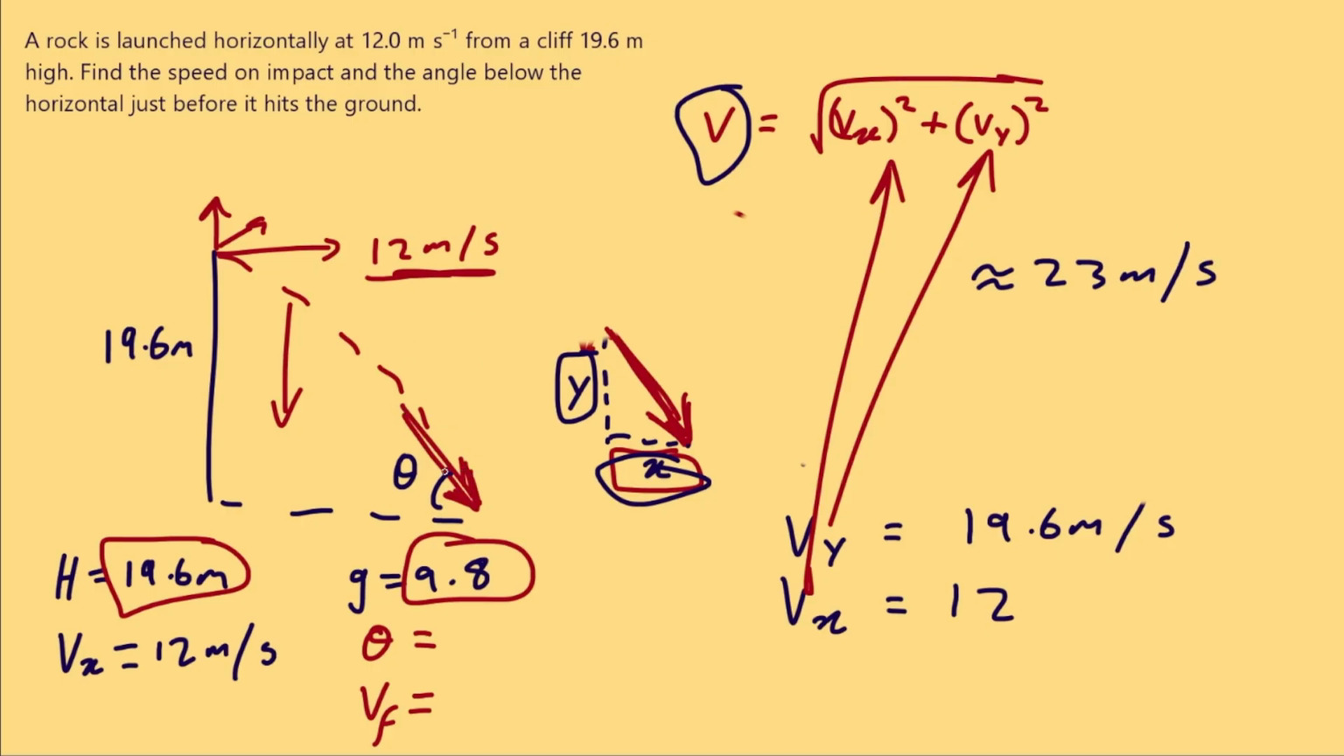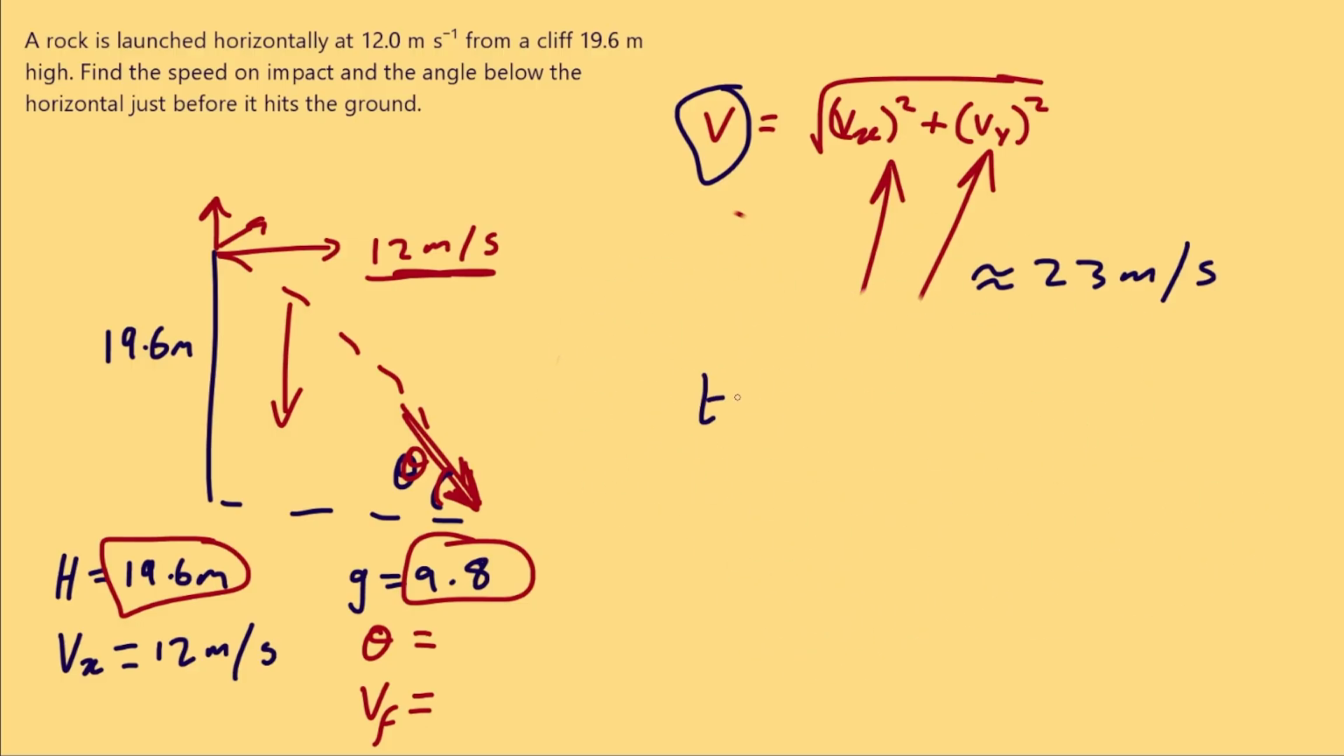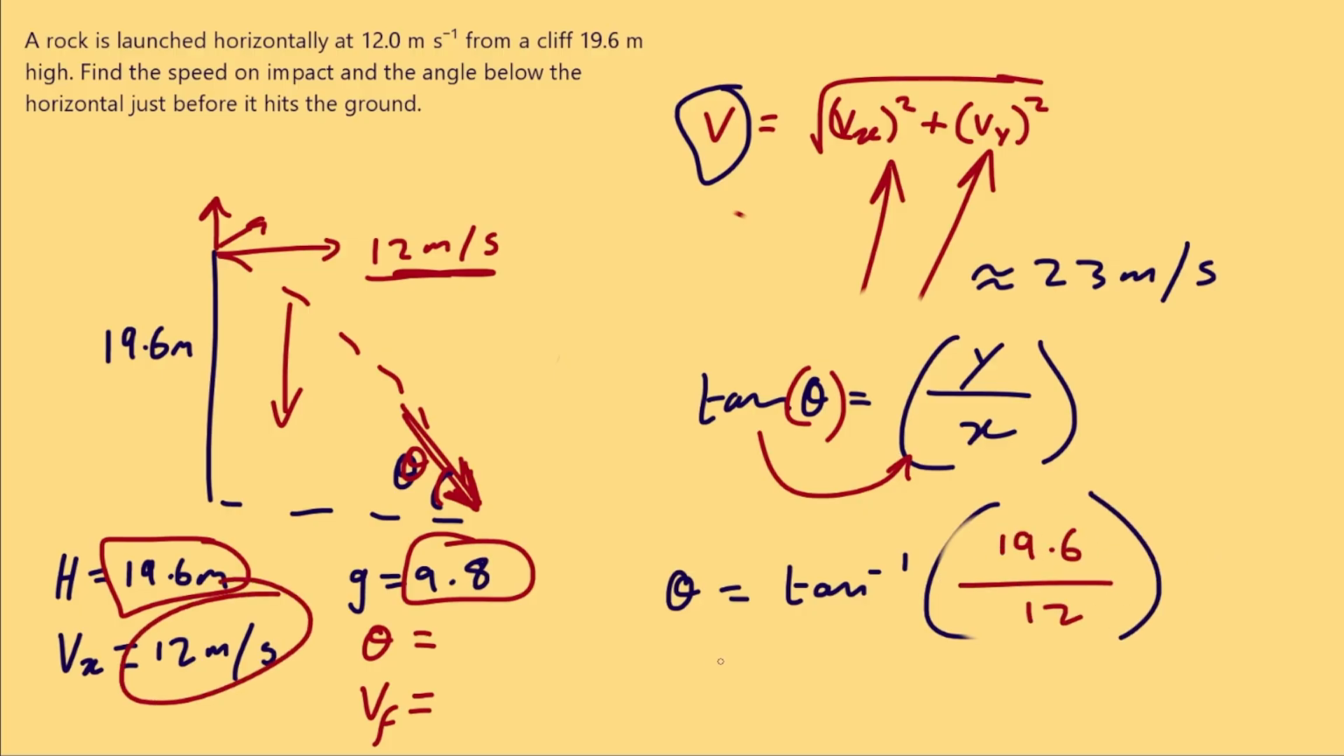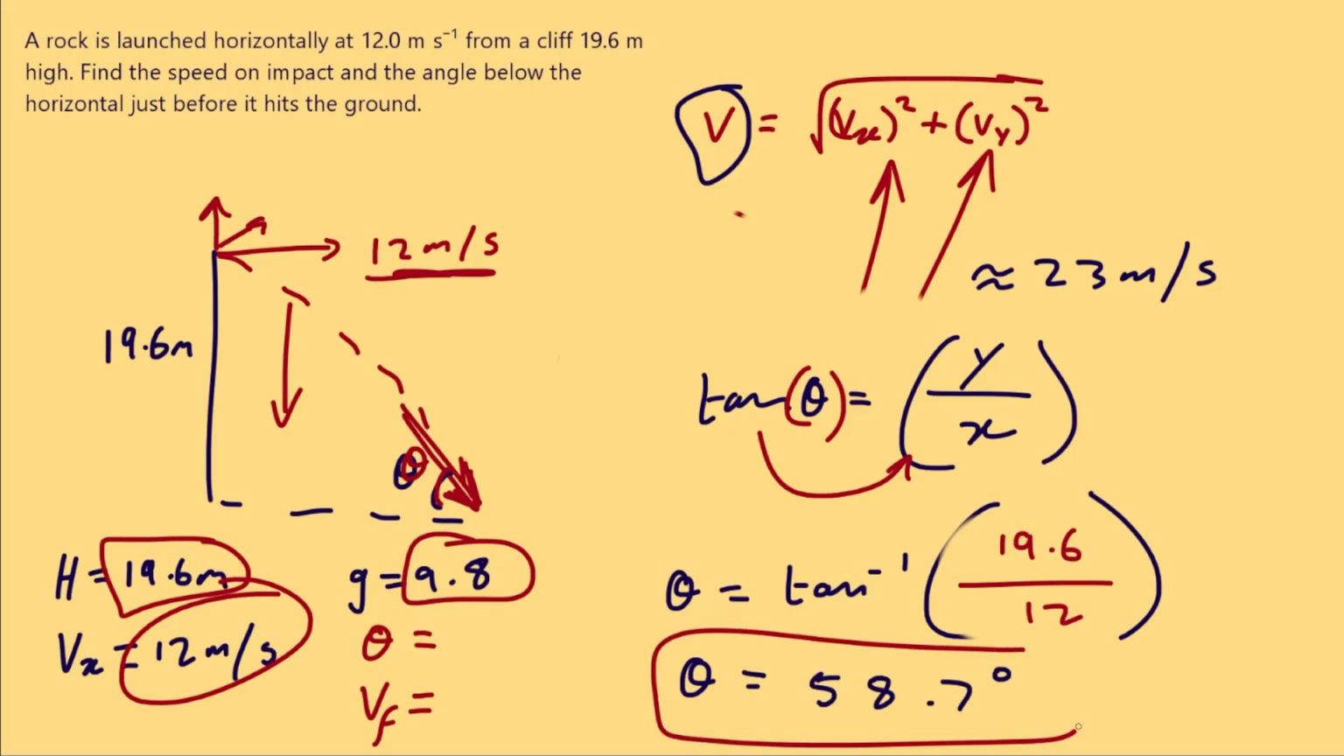But what about the angle we hit it at? This is simple. There's a formula for it, and it's tangent of the angle equals the y component over the x component. Use the inverse tan function to isolate your angle. It's now this equation. And we know the y component and the x component. The y component was 19.6, the x component is 12. And your final answer for the angle is 58.7 degrees. These are our final answers.